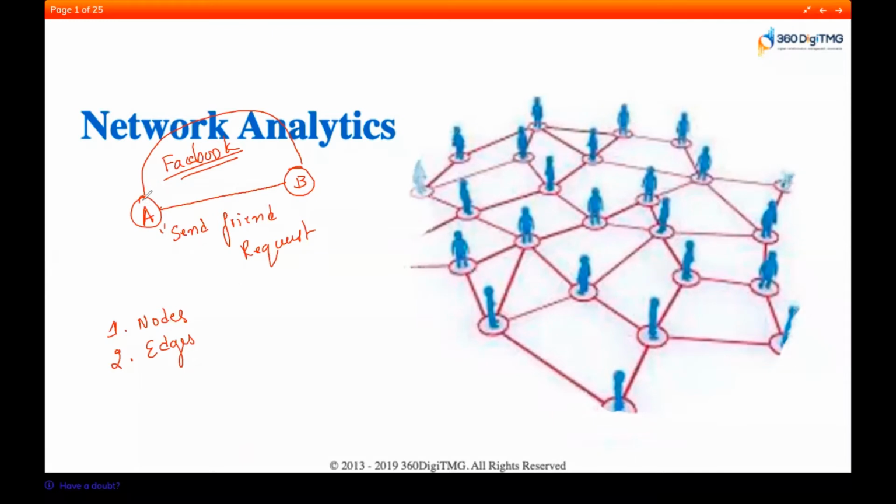Let's say I have nodes A and B, and if they are friends on Facebook, we call this relationship an edge, right? Edges denote the relationship between these two nodes, right?